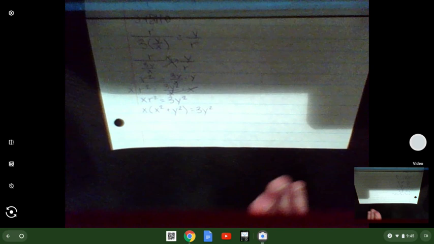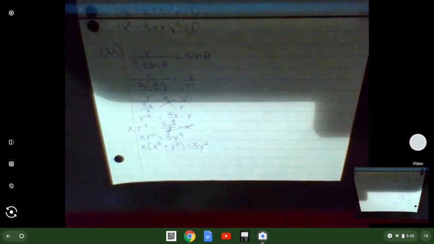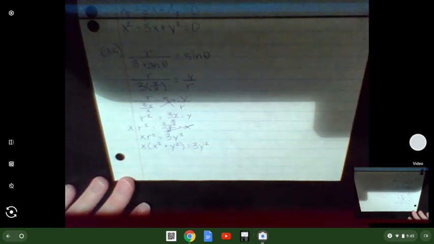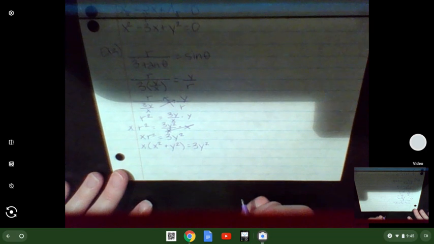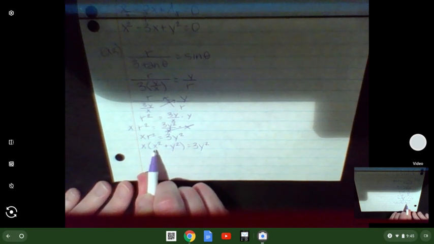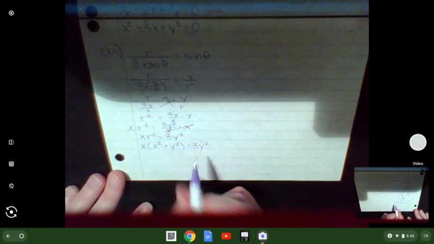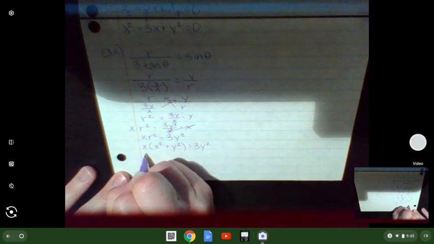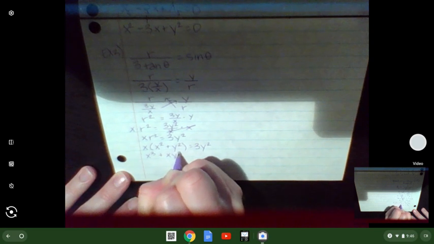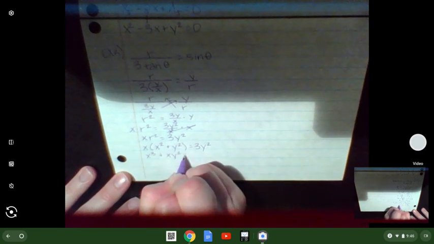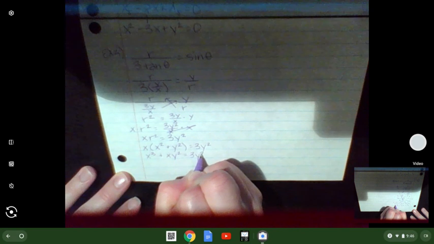Now, I could play with this a little. If I truly wanted to get that y by itself, we could work at it. I could distribute that x. I could move the x squared terms to the other side. Heck, if you want, we'll go ahead and do it. X cubed plus xy squared, getting rid of those parentheses. I do have to distribute because of the plus sign, equals 3y squared.